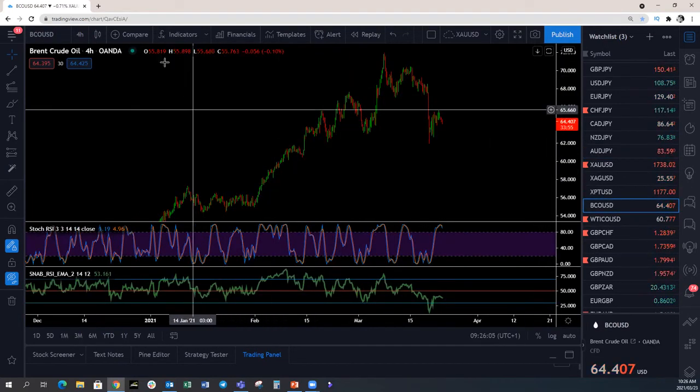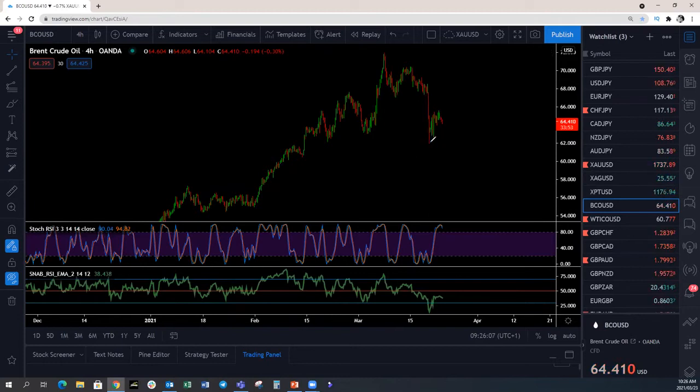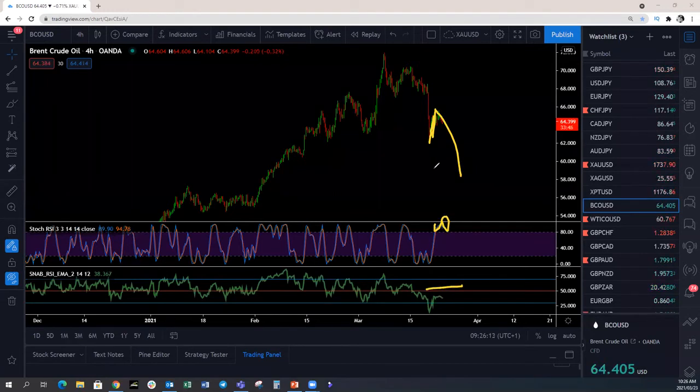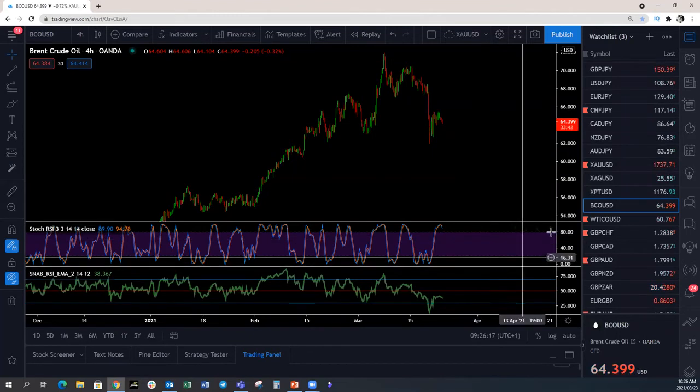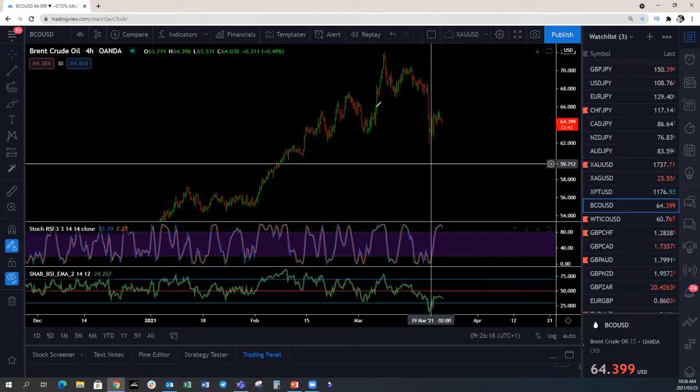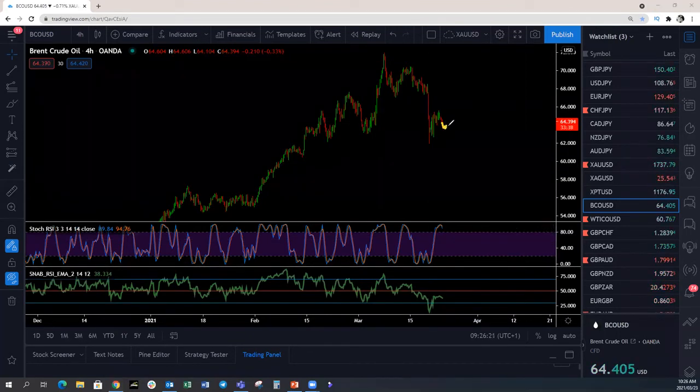Brent crude is still showing downside. We've got this pullback here. We're still expecting downside. Look at the indicators. We are below 50. So Brent crude will still continue to the downside, even if this comes back to around these levels.